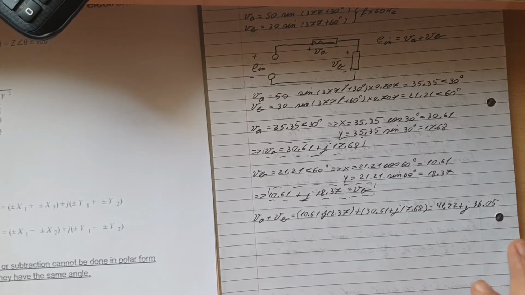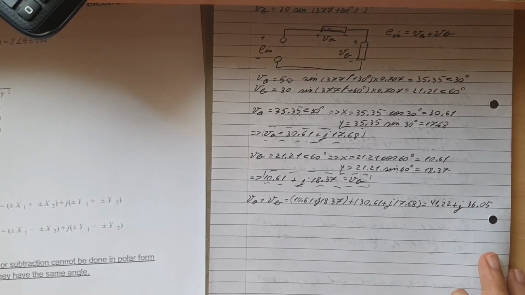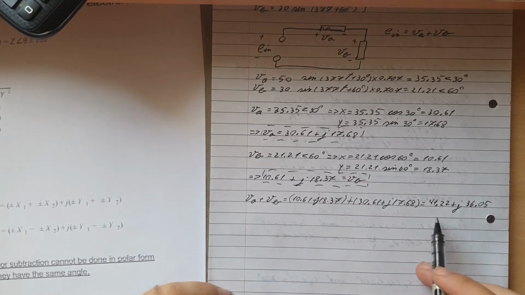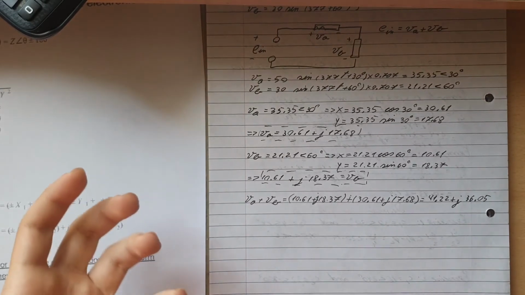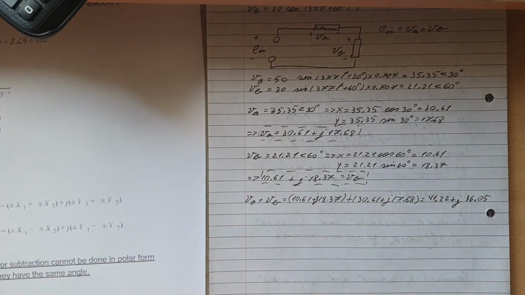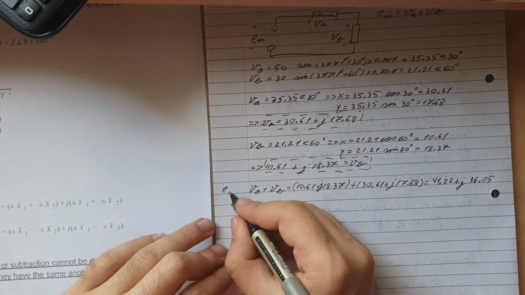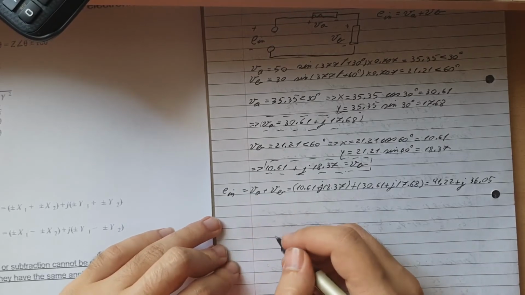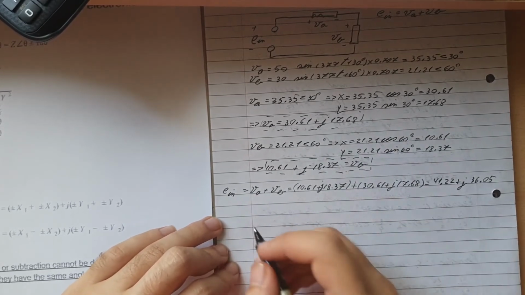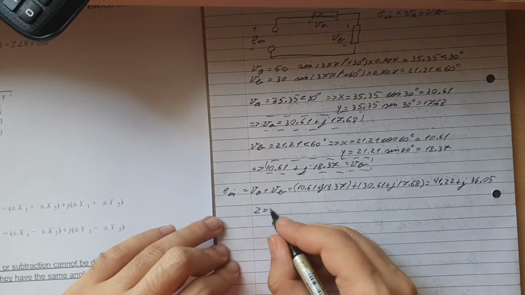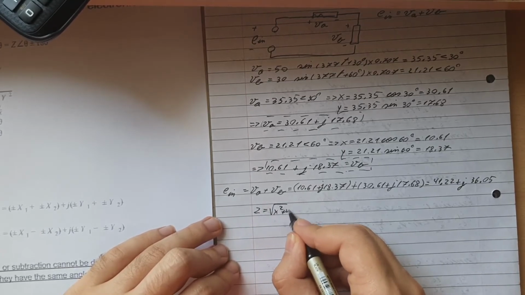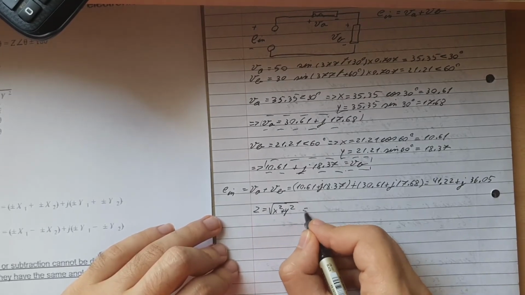Is this the final answer for it? And the answer is no, unfortunately. We can't really use this value here because it does have an angle. We don't know at which point of the phase the total voltage is. So this one is for the E in, by the way. Then we need to convert it, and we convert it by doing z equals the square root of x squared plus y squared.